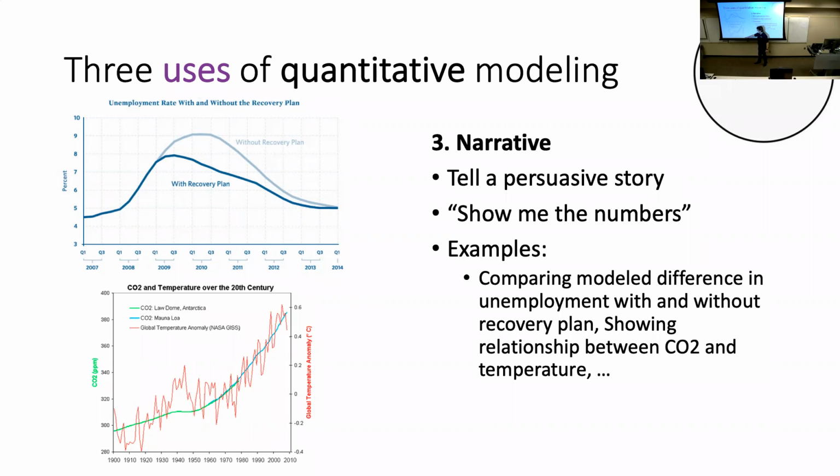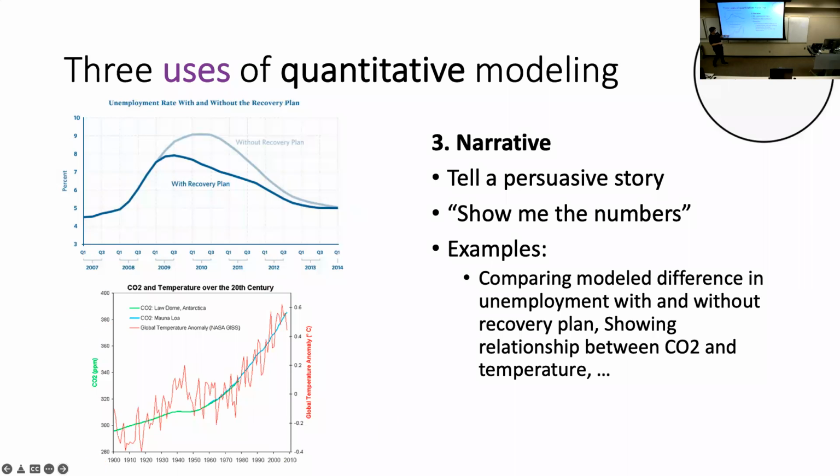Similarly, I can show a model. This is, I think, roughly 110 years on the x-axis, and CO2 levels on the y-axis. There are three different lines being plotted here: the CO2 in Antarctica, the CO2 in Hawaii, and then the global temperature, which they call the global temperature anomaly. The red line is the temperature, and the temperatures are on the y-axis on the right. So temperatures are over here, and the CO2 levels are plotted over here.